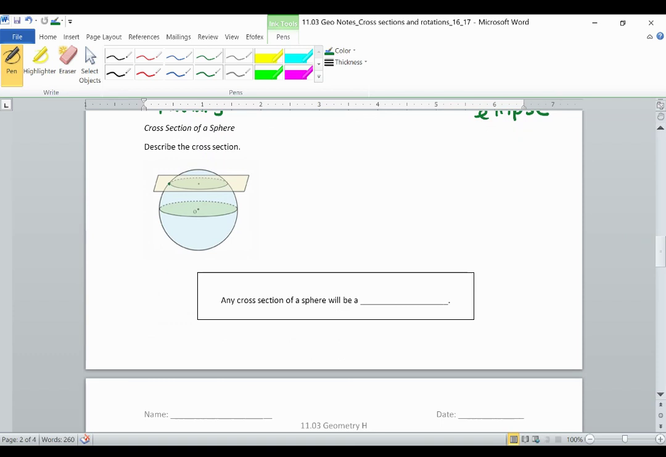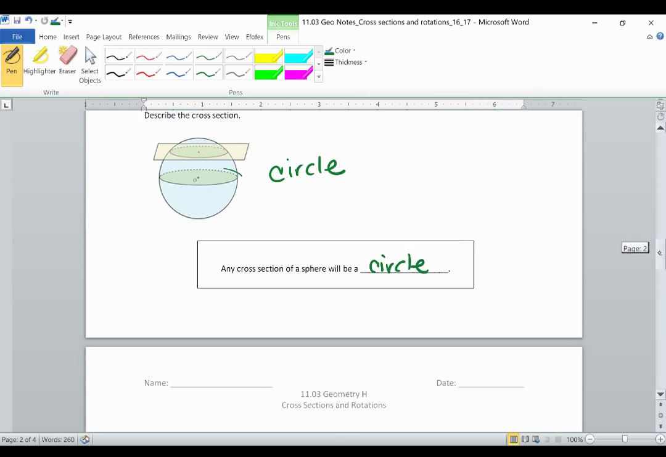And here, if we slice off, here we're parallel to our great circle. This is called the great circle, which is the widest part of your sphere. And this one would be a circle. And what's kind of neat about the sphere, it makes it easy. Any cross section that you take of a sphere is always going to be a circle.